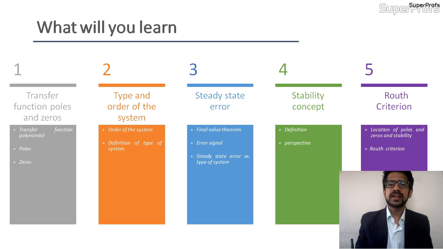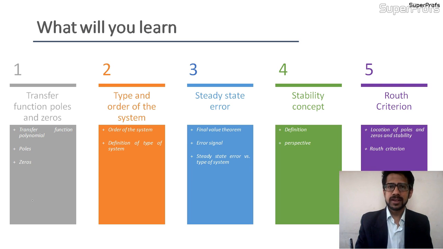Next up, we will see what is meant by type and order of the system. As I already mentioned, there are different types and kinds of system. So learning about types and order of the system will help us understand the steady state errors in a better way. In the third topic, we will be introduced to steady state error. So we will study in detail how exactly an error occurs and what are different errors generalized for different types of systems.